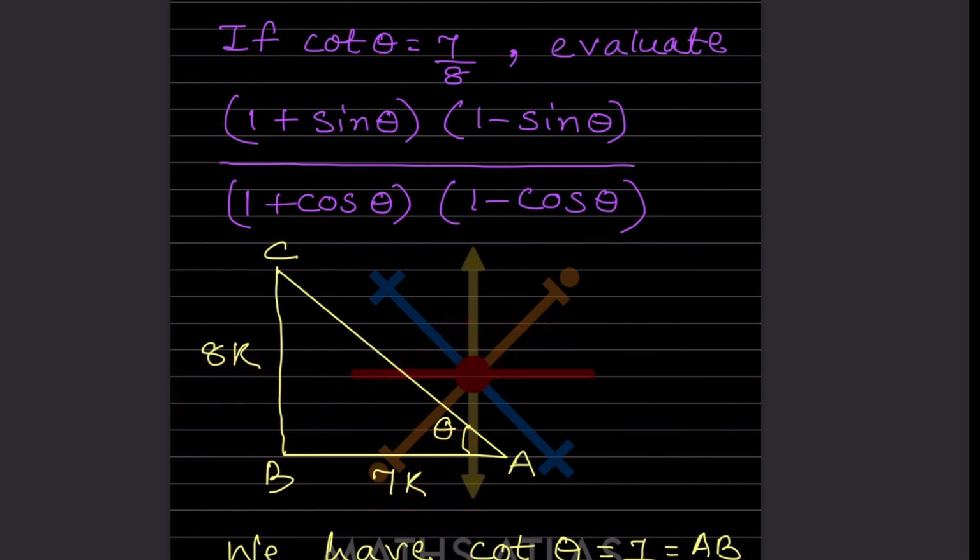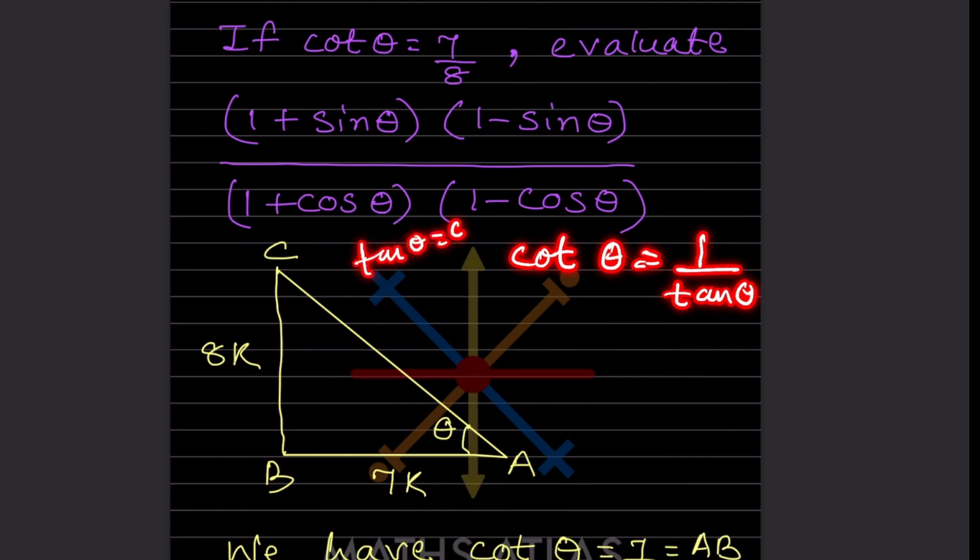So now we have to see first, this is a very important point over here, that cot theta is 7/8. Where to put 7 and where to put 8? That is very important. So first, cot theta. Now let us see here, we'll solve it so that it will be easier. Cot theta is 1/tan theta. So you know tan theta is opposite by adjacent side.